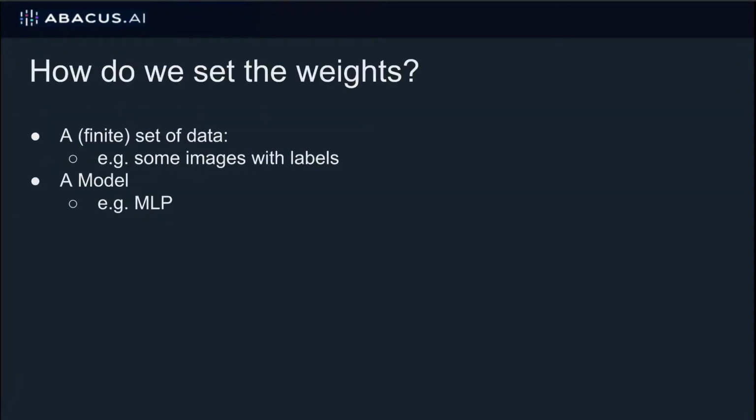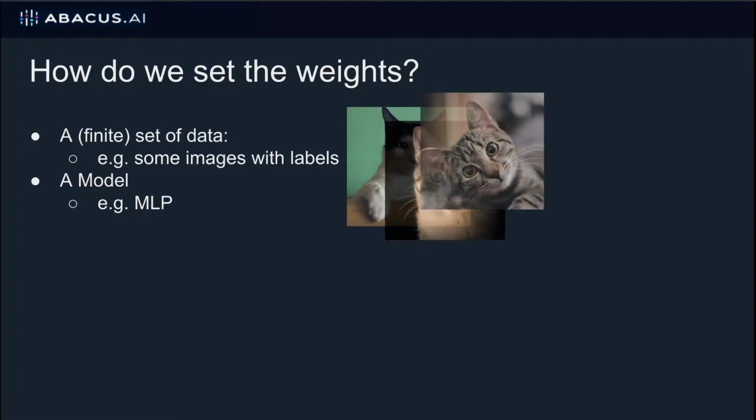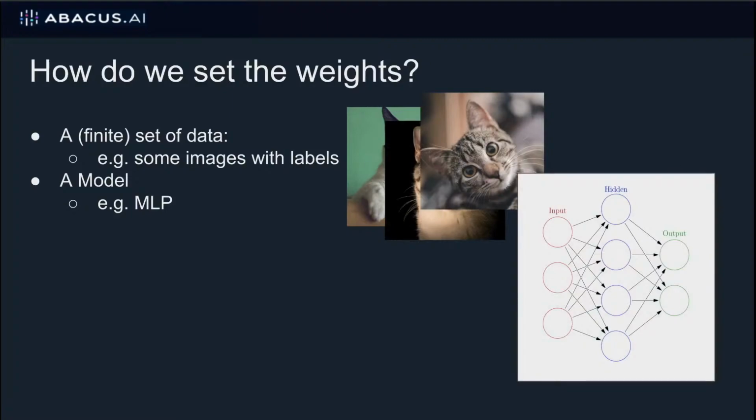Okay, that sounds easy enough. Let's say we want to get a neural network model to tell us whether a picture contains a cat. And we're diligent enough to have collected a bunch of labeled images, and we have picked a neural network model. But now, how do we set the weights so that we can have a model that knows what's a cat and what's not a cat?